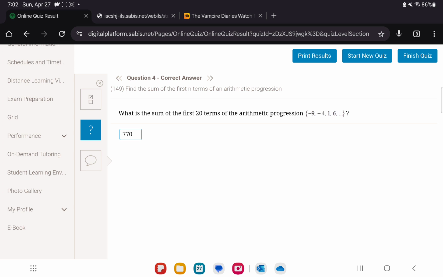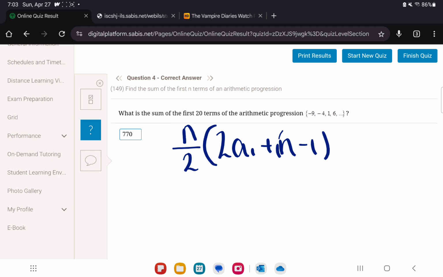Okay, what is the sum of the first 20 terms of the arithmetic progression? So we're going to use the sum rule, which is n over 2 times 2a1 plus n minus 1 times d. Okay, they didn't tell you anything. They just want the first 20 terms.